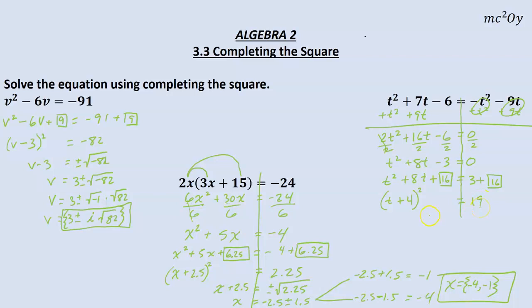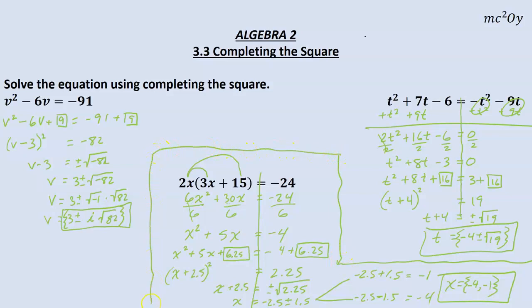All right, we'll take the root. t plus 4 is equal to plus or minus root 19. Subtract 4, so t is equal to negative 4 plus or minus root 19, and that is our solution. We'll separate these out here. Okay, there we go.